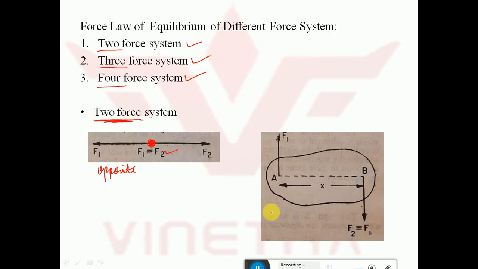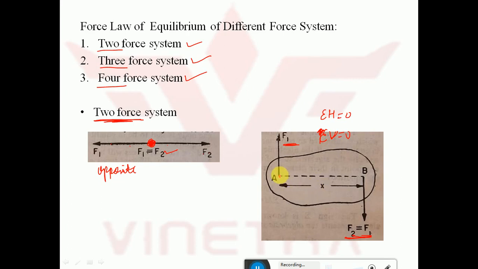Now come to this figure. See here, there are also two forces in this system of forces, F1 and F2. This force F1 is equal to F2. Still, this force system is not in equilibrium due to the application of these two forces. Since F1 and F2 are equal and opposite in direction, the summation of vertical forces is 0, and there is no horizontal force, so the summation of horizontal forces is also 0.